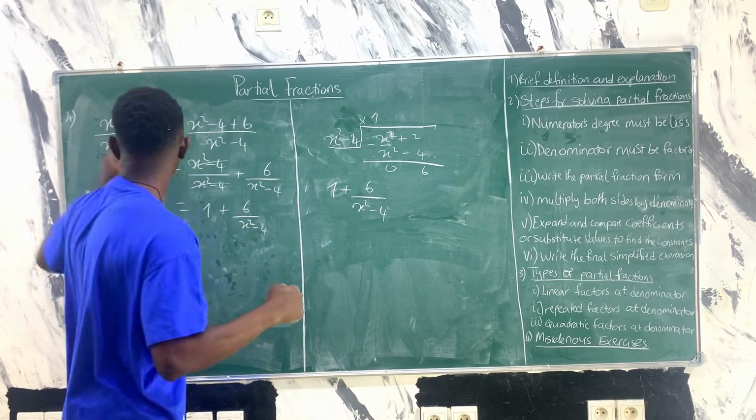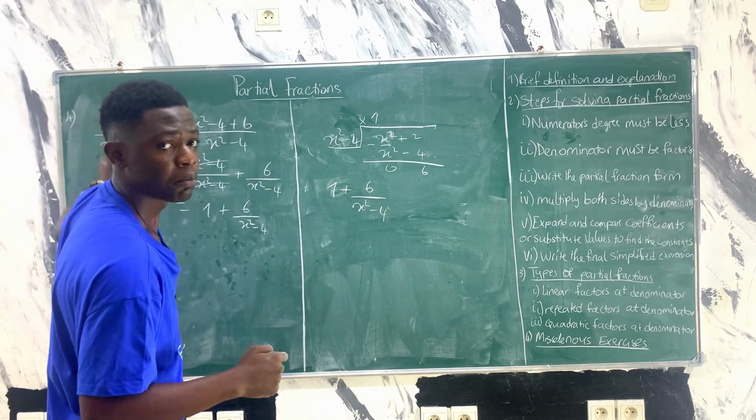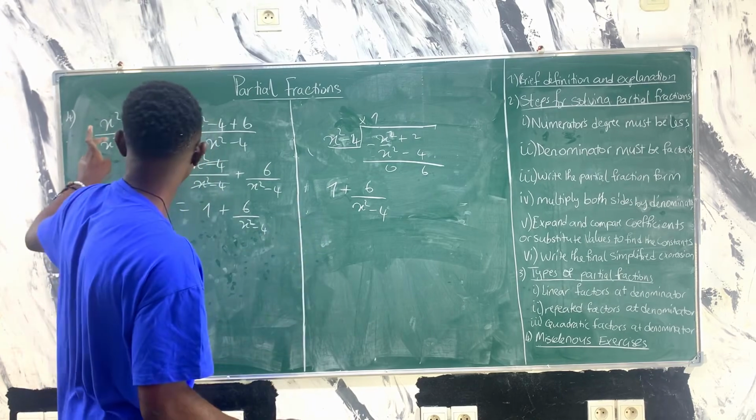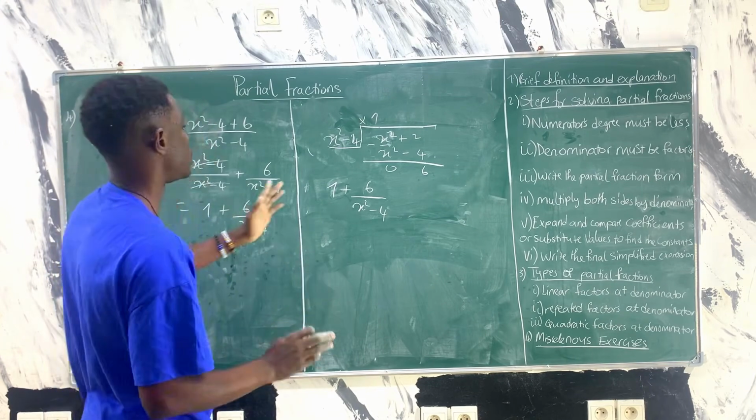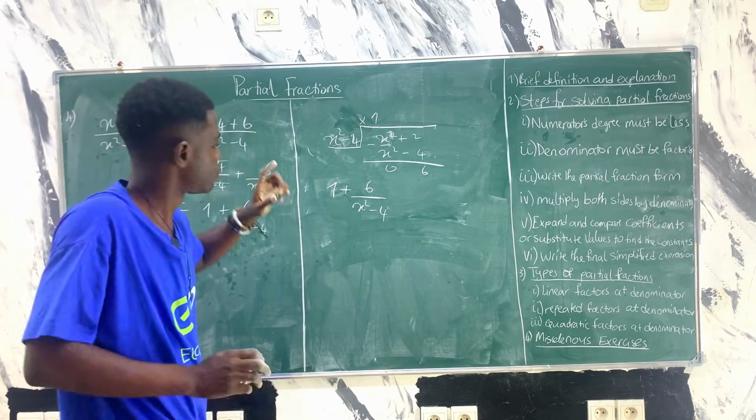You can do the same if this one is bigger. If this one is bigger, you do long division only. You cannot do this if this one is bigger.